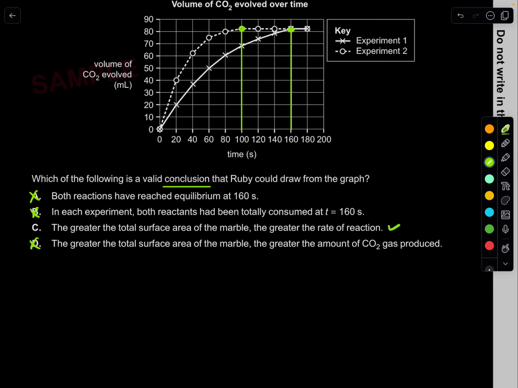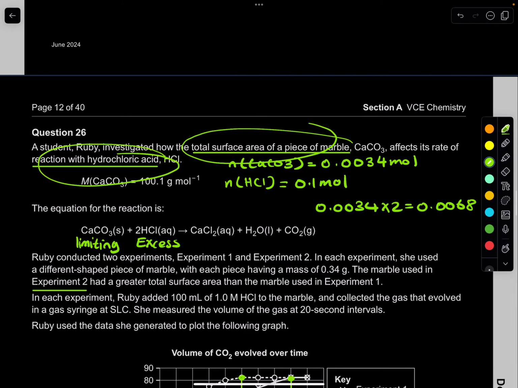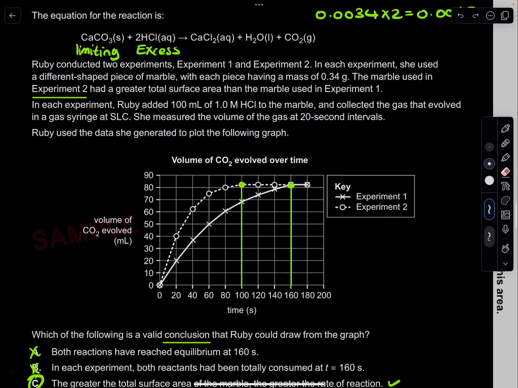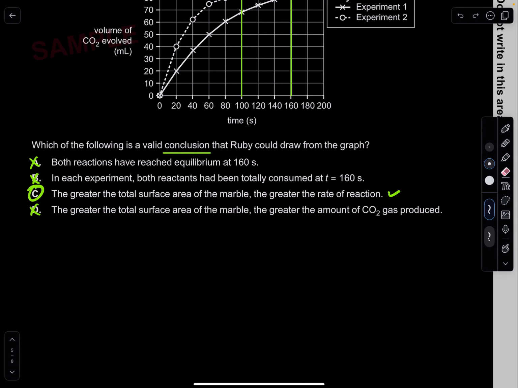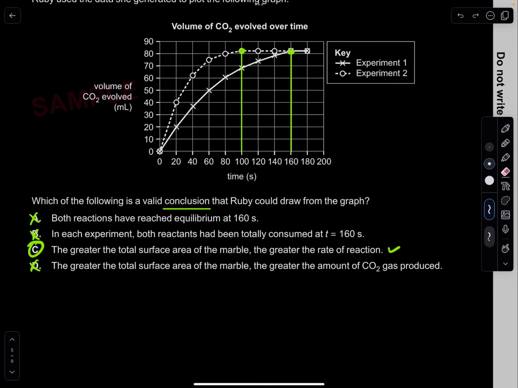So I want to say D is right. C is more right because remember, this is what we're overall trying to measure. What was our independent variable and dependent variable? This stuff here is just used to help support our hypothesis. So the greater the total surface area of the marble, the greater the amount of CO2 produced. Yeah, now that is correct.